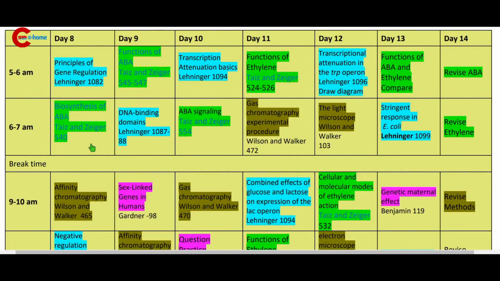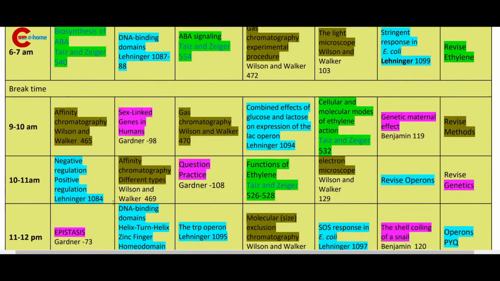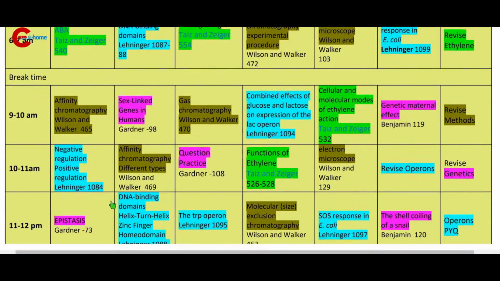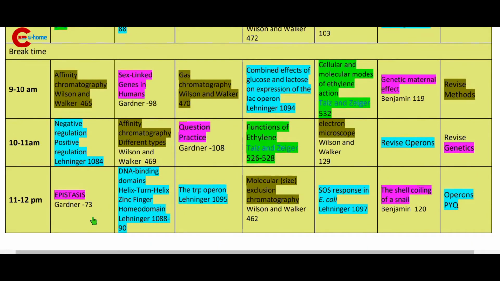Book to refer? Taiz and Zeiger. 9 to 10 a.m. Affinity chromatography. Wilson and Walker. 10 to 11 a.m. Negative and positive regulation, operons. Then 11 to 12 p.m. study epistasis.